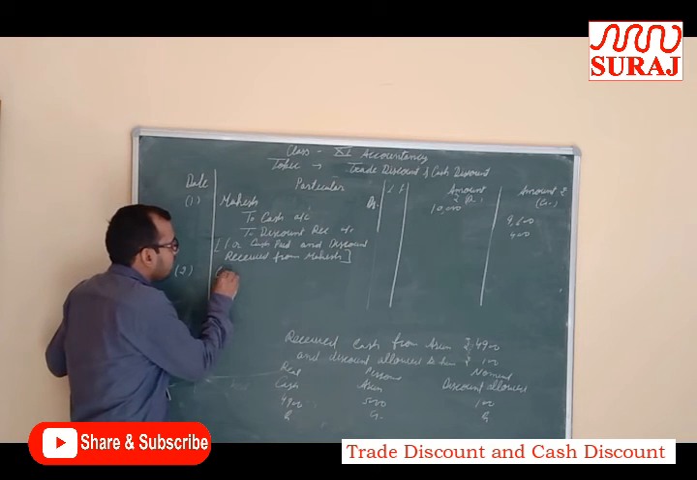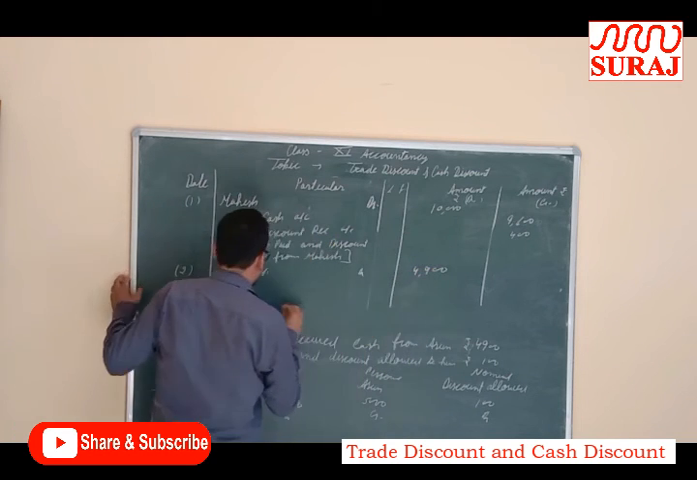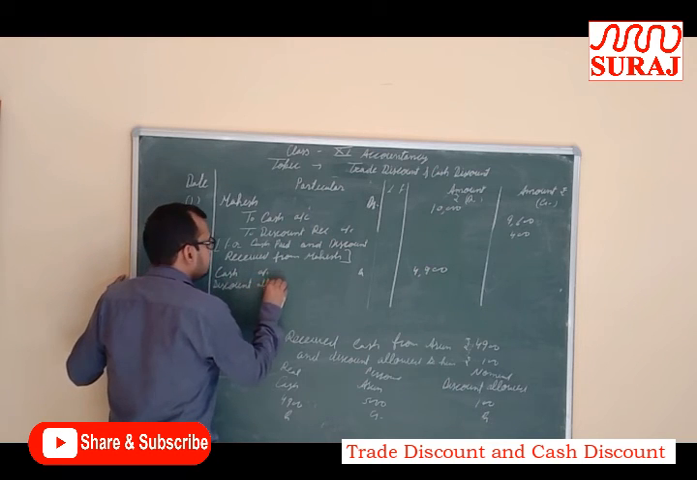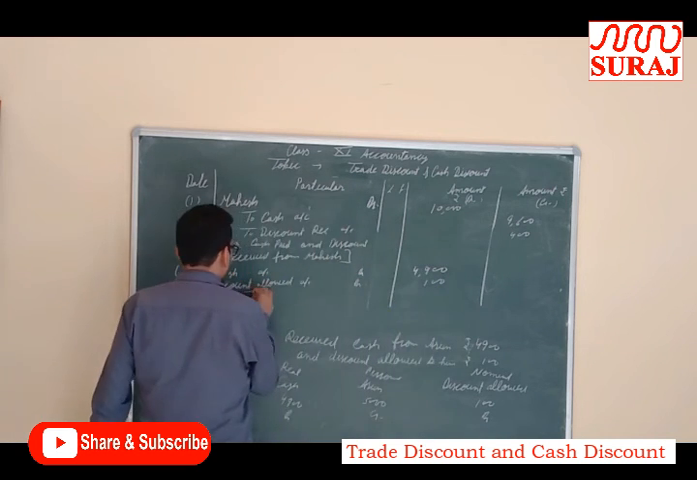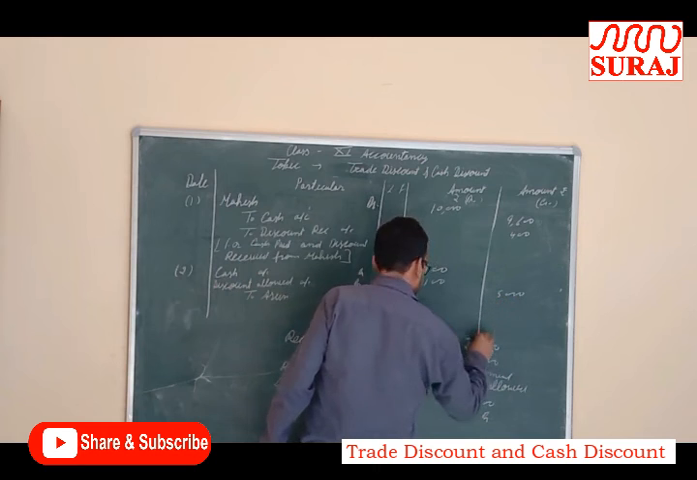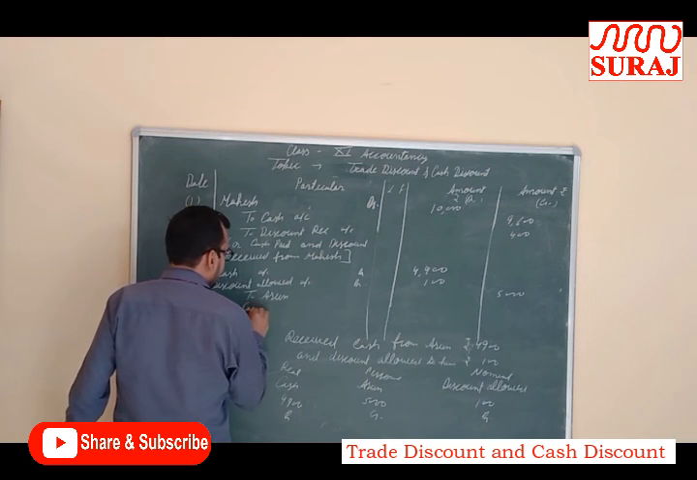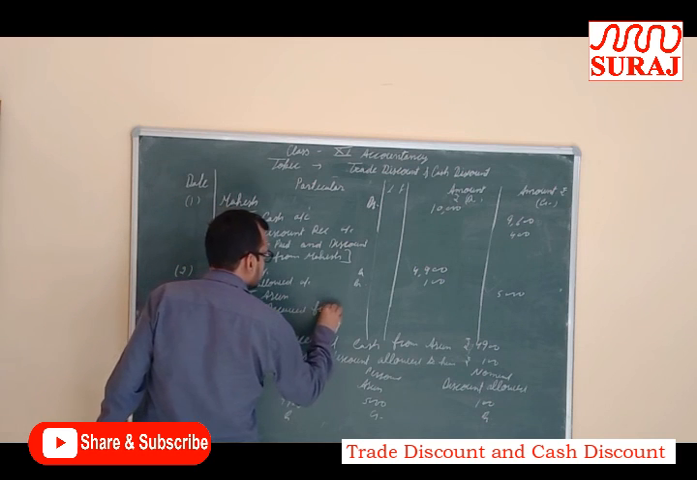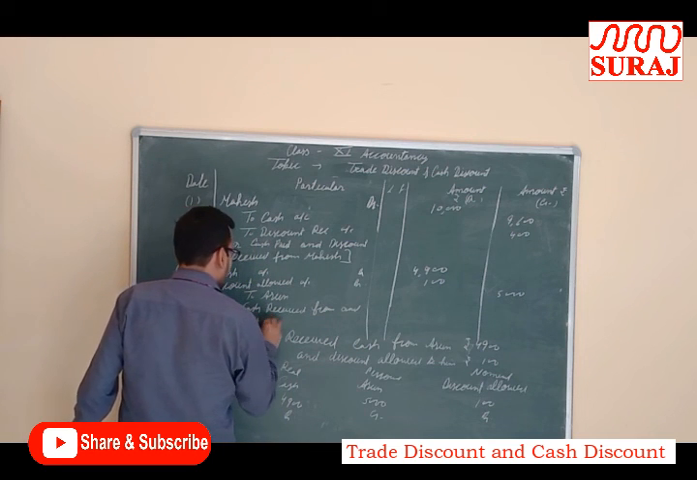So the entry will be Cash account debit 4,900, Discount allowed account debit 100, to Arun 5,000. Narration: for cash received from Arun and discount allowed to him.